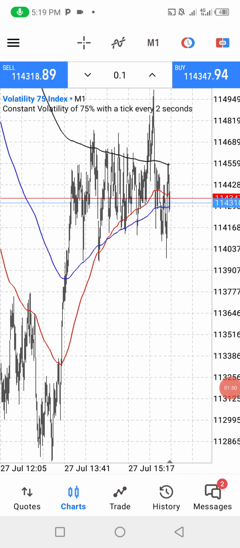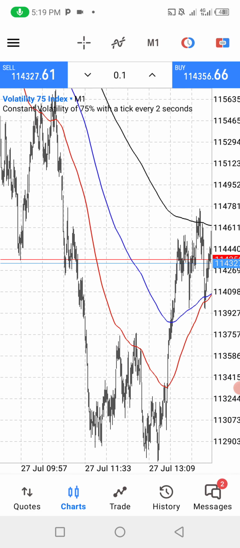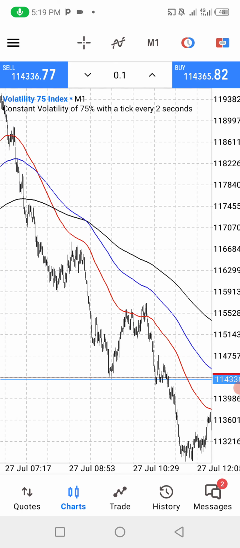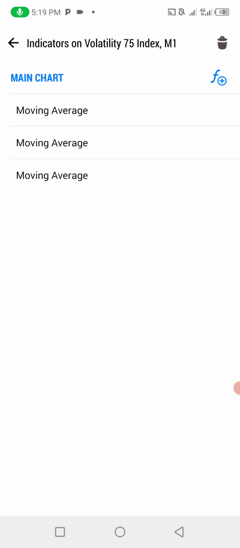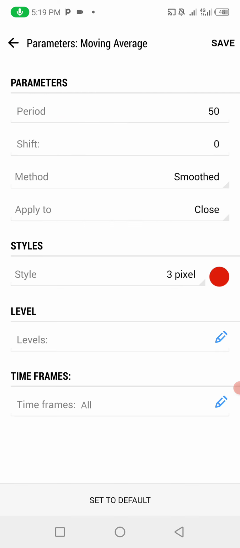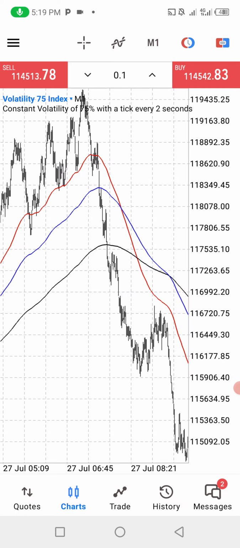Right here we have a volatility 75 index in 1 minute time frame. You really need to know how to set up these moving averages. So we have a moving average 50, these are the parameters. I have moving average 200, these are the parameters, and we have moving average 100, these are the parameters. The numbers are the period, as I have mentioned.